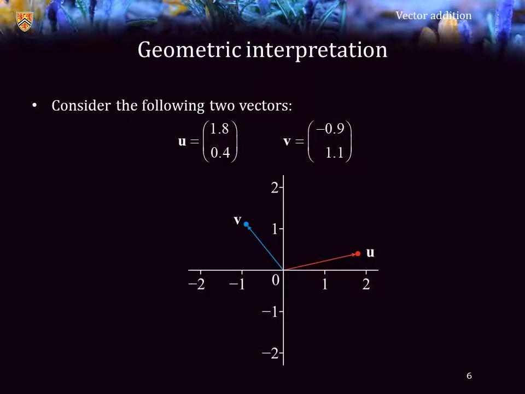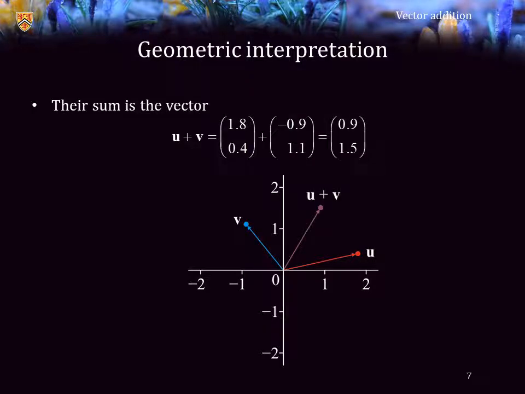Now let's look at a geometric interpretation. Here we see two vectors. U is 1.8, 0.4, and V is at the location negative 0.9, 1.1. If we add these two vectors together, we get the vector 0.9, 1.5.